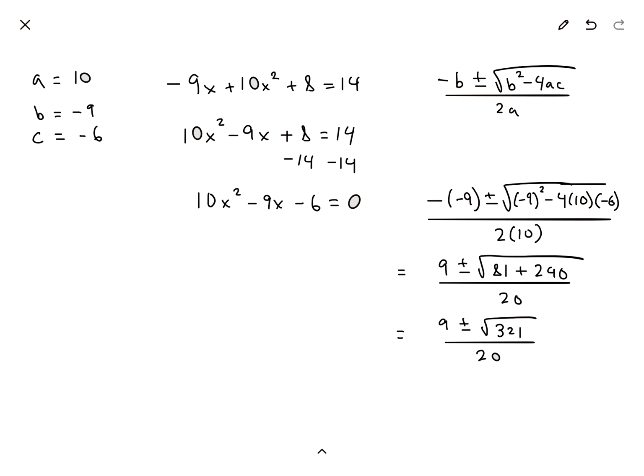Now 321 is going to have some factors. Let's see if we can break that apart and simplify a little bit. So 321, if I break it apart, I know you're going to be able to divide it by 3. That's going to give you 107. So is 107 prime? It is a prime number. Okay, so there actually is no way you could break that up, so that means that this is your final answer.